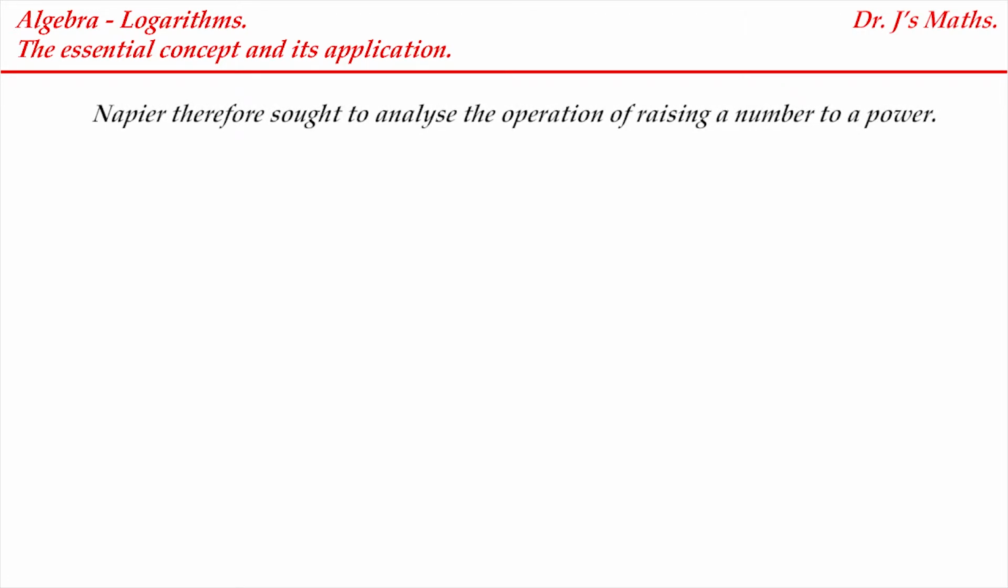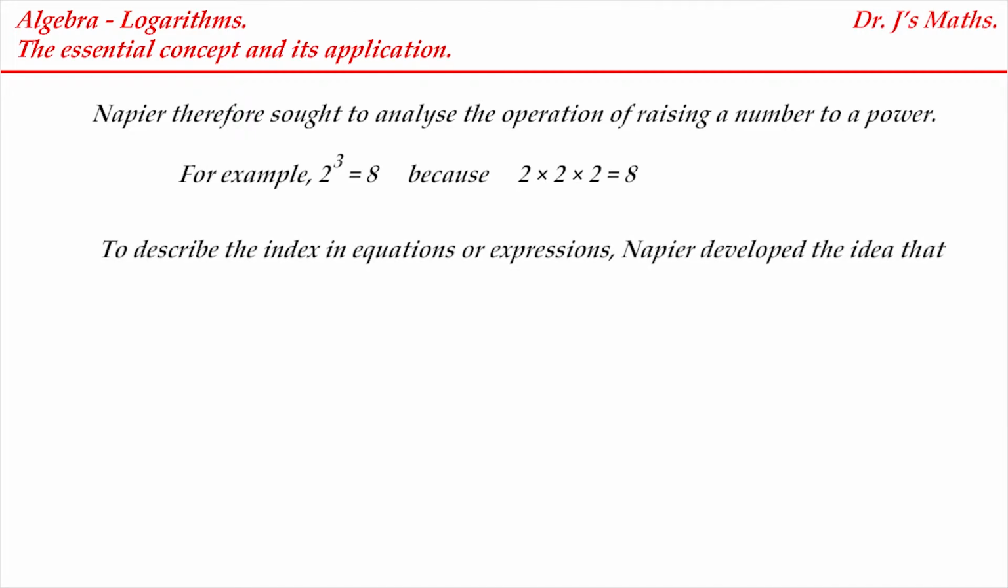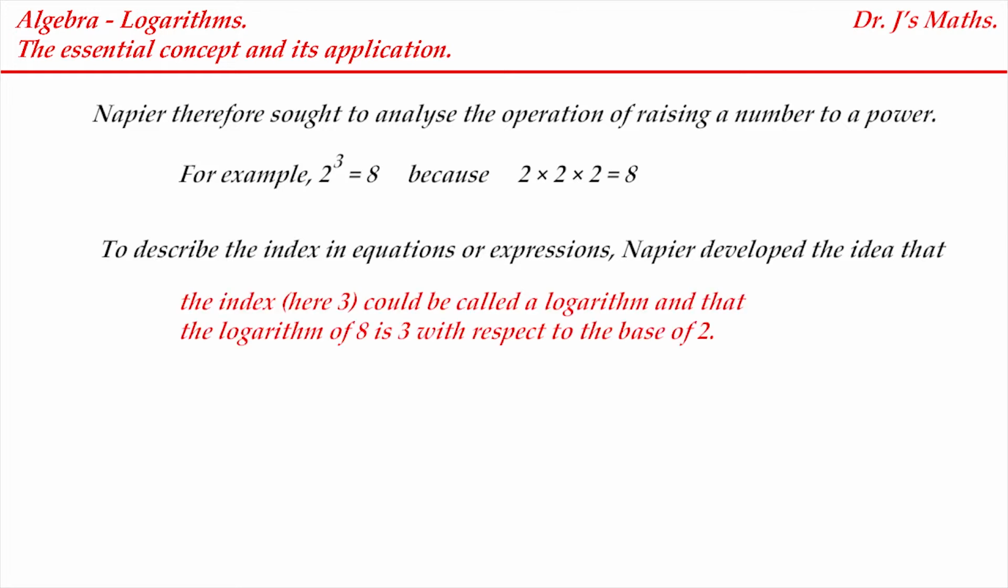Napier wanted to extend this idea of reversibility of operations and therefore sought to analyse the operation of raising a number to a power. For example, 2 cubed, 2 to the 3, is equal to 8 because 2 times 2 times 2 equals 8. To describe the index in equations or expressions, and therefore introduce the idea of reversibility, Napier developed the idea that the index, here 3, could be called a logarithm, and that the logarithm of 8 is 3 with respect to the base of 2.